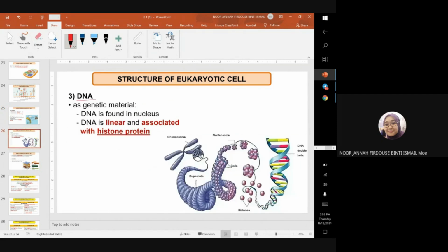DNA as genetic material found in the nucleus, surrounded by the nuclear membrane. So the DNA is linear and associated with histone protein. This is a very important description that we have to remember.